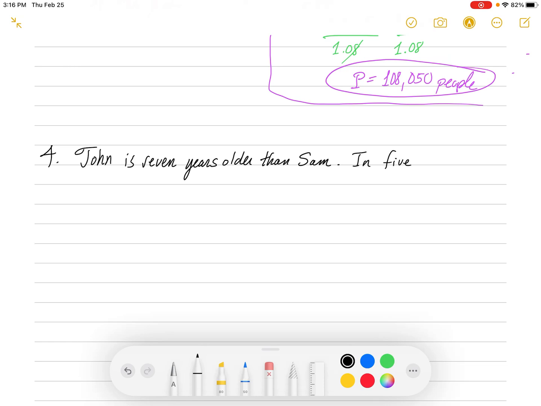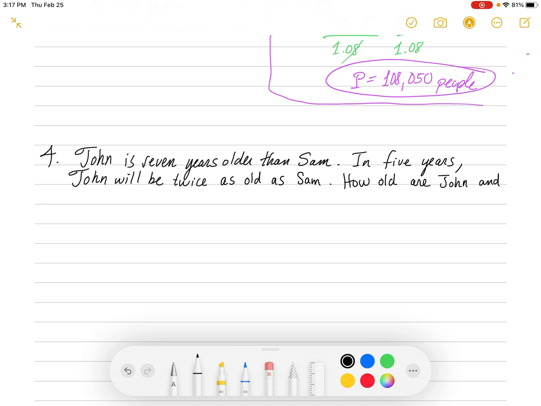In 5 years, John will be twice as old as Sam. How old are John and Sam right now?